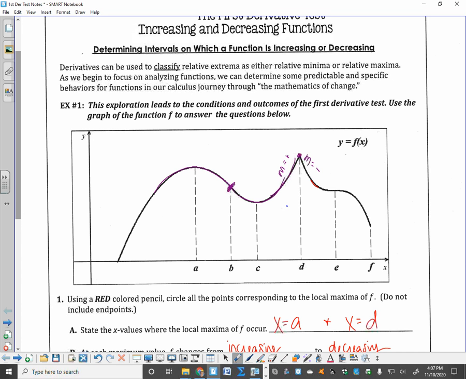Describe the change in the behavior of f. Yeah, f goes from, oh, well, sorry, I can't say positive slope, negative slope because that's f prime. F goes from increasing to decreasing. So for part B, the change in the behavior of f goes from increasing to decreasing.